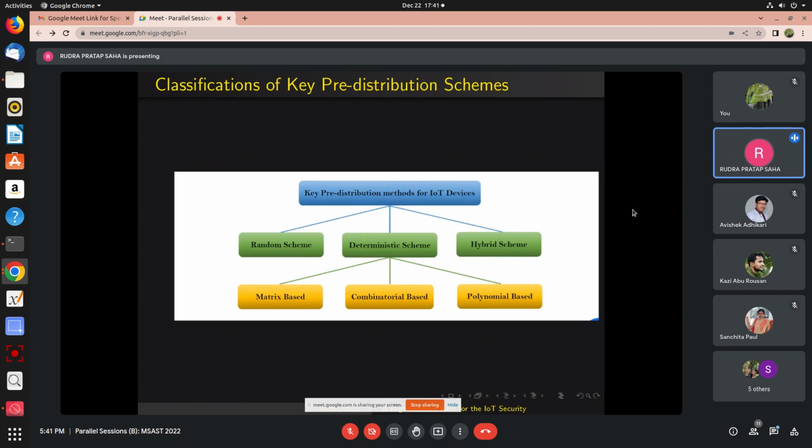So here we show the classification of KP distribution scheme. KP distribution methods for IoT devices have three types: random scheme, deterministic scheme, and hybrid scheme. And the deterministic scheme has three types: matrix based, combinatorial based, and polynomial based. We discuss here the combinatorial based KP distribution scheme.